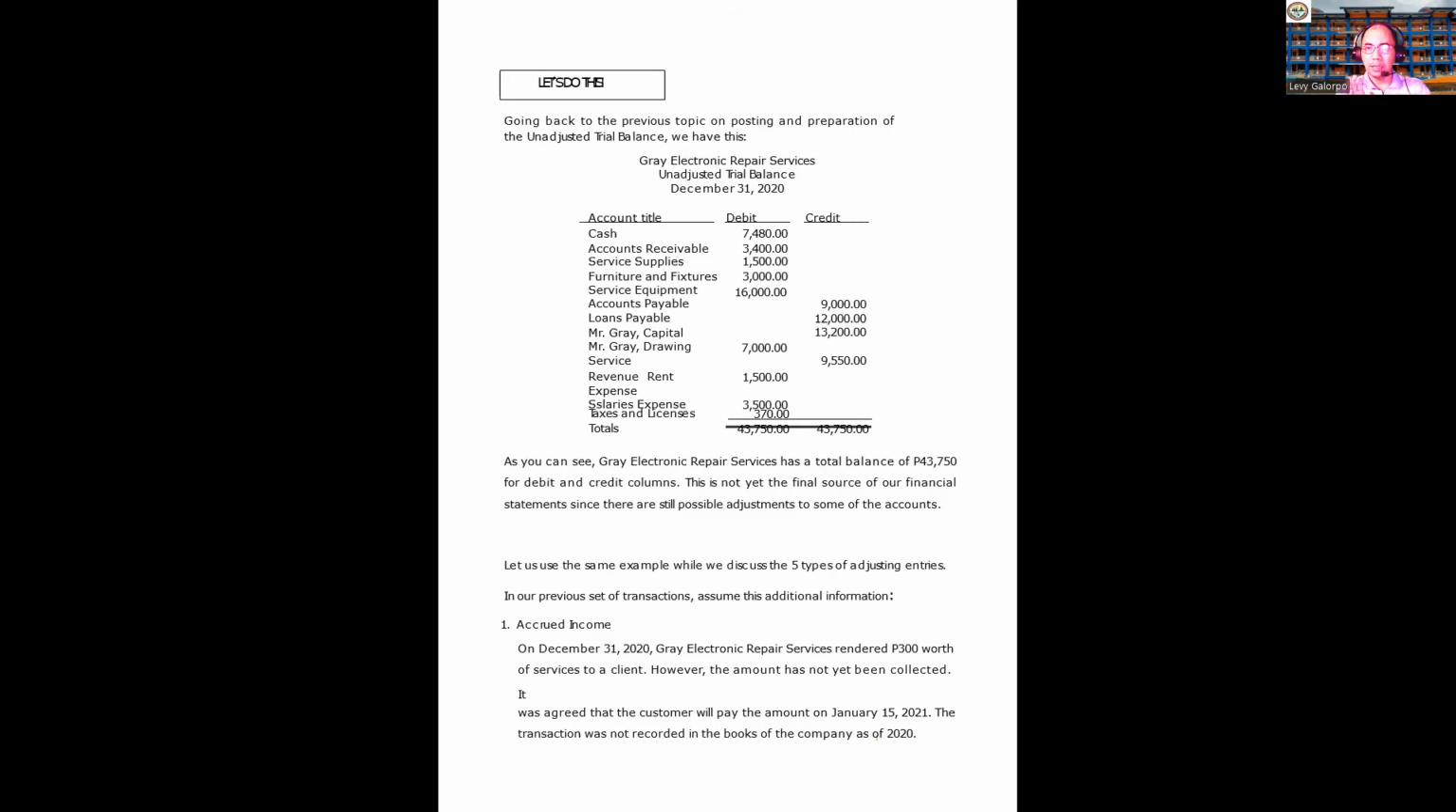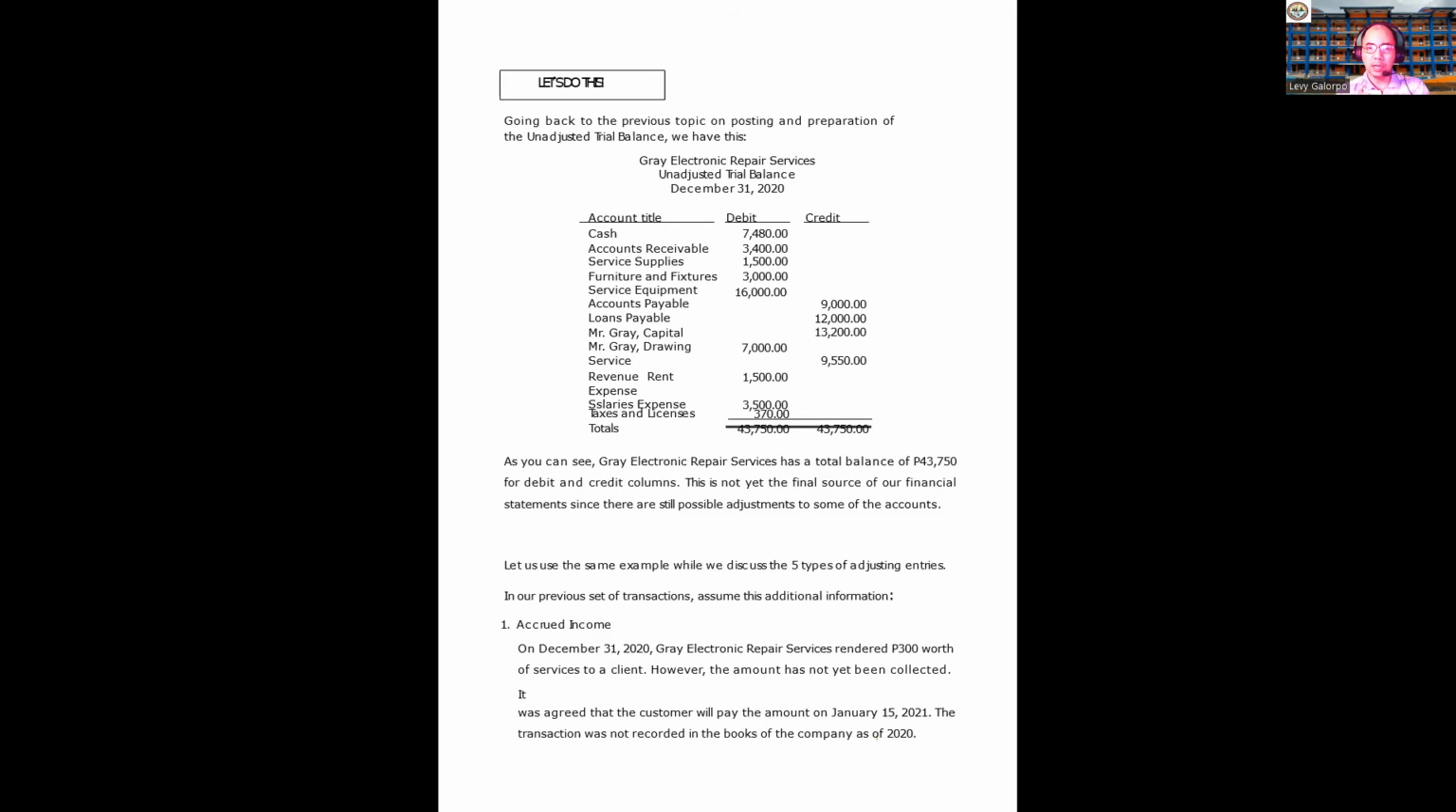We have the asset accounts, the liability accounts, the equity accounts, at saka revenue and expense accounts. In this example, as you can see, Gray Electronic Repair Service has a total balance of 43,750, both in debit and credit columns. This is not yet the final source of our financial statements since there are still possible adjustments to some of the accounts.